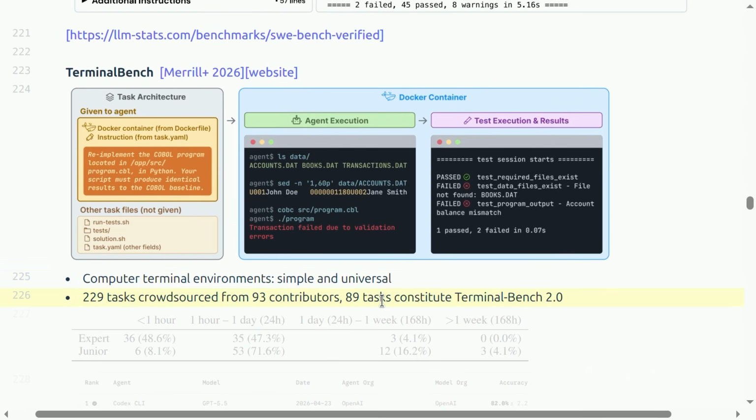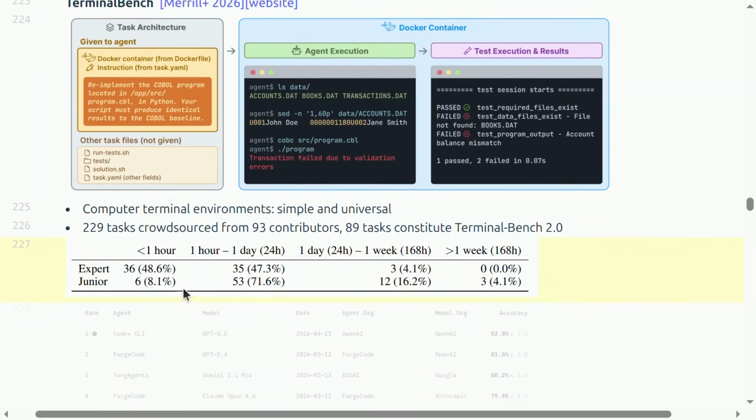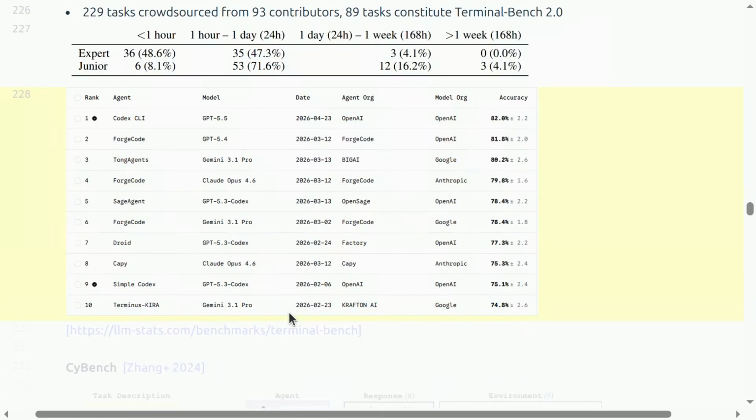These tasks were crowdsourced from 93 people from across the world. 89 of these tasks constitute Terminal Bench 2.0. These tasks generally take anywhere from 1 hour to over a week, depending on whether you're an expert or a junior.